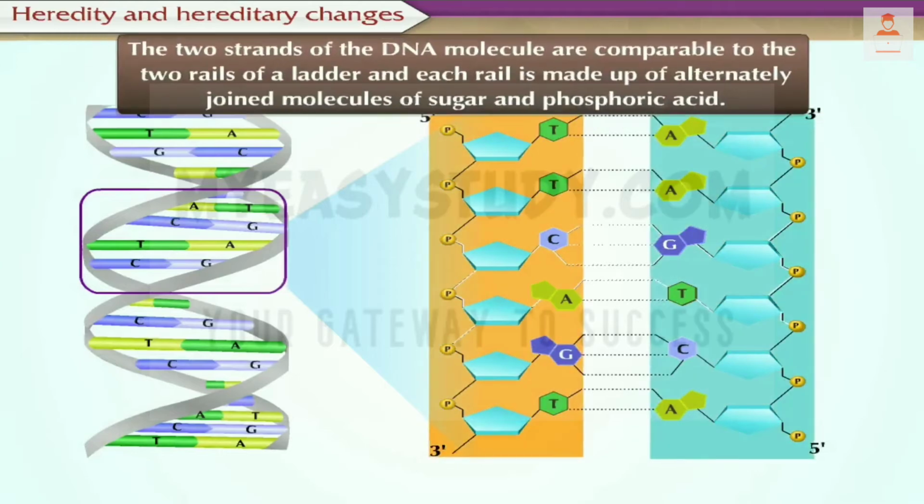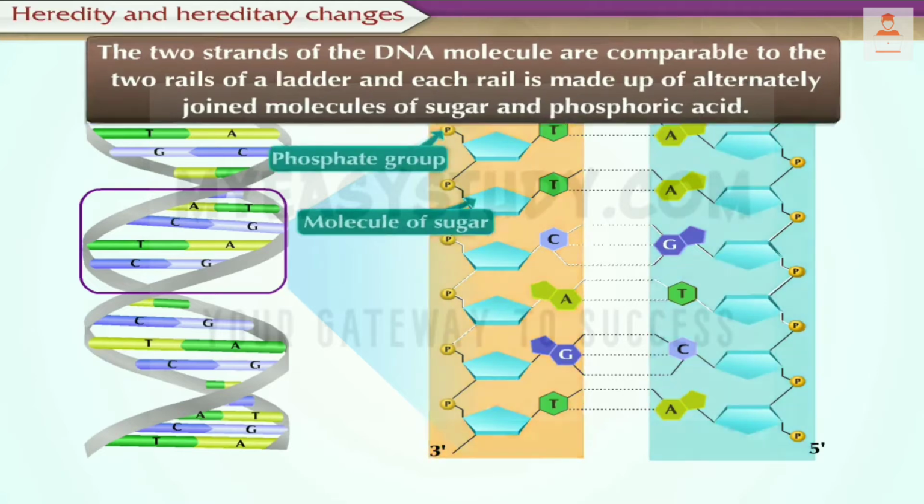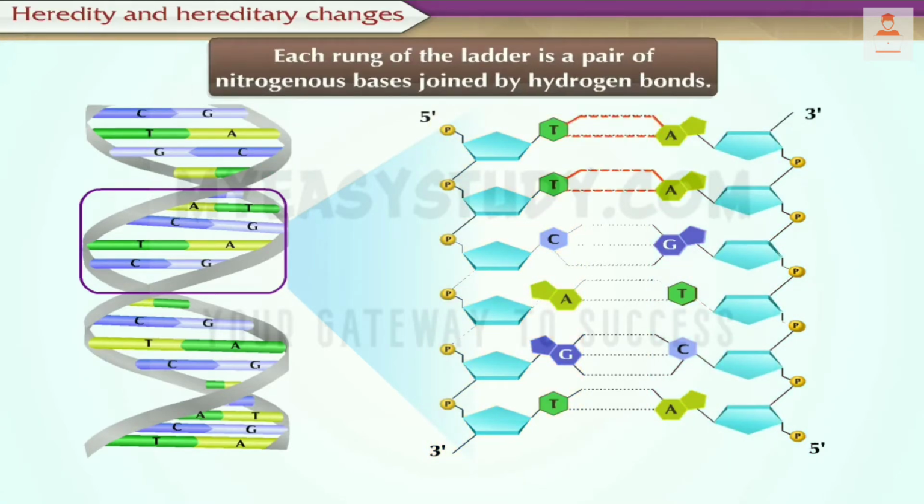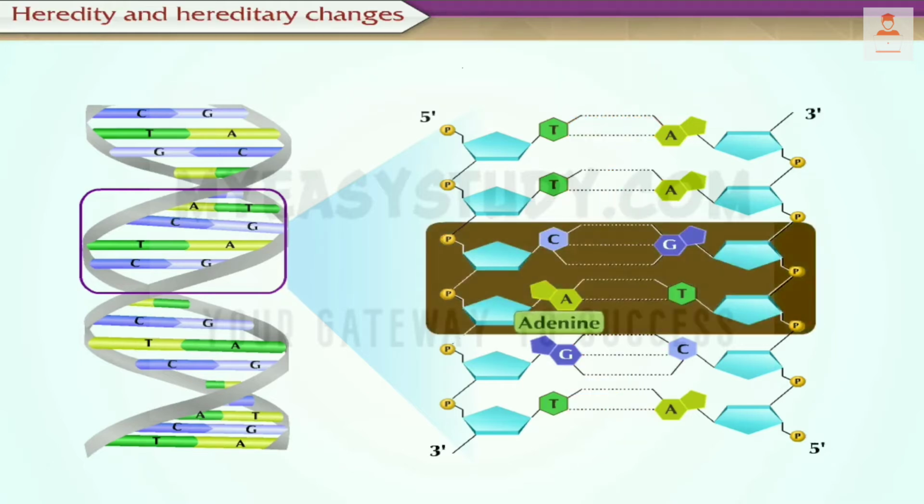The two strands of the DNA molecule are comparable to the two rails of a ladder, and each rail is made up of alternately joined molecules of sugar and phosphoric acid. Each rung of the ladder is a pair of nitrogenous bases joined by hydrogen bonds. Adenine always pairs with thymine, and cytosine always pairs with guanine.